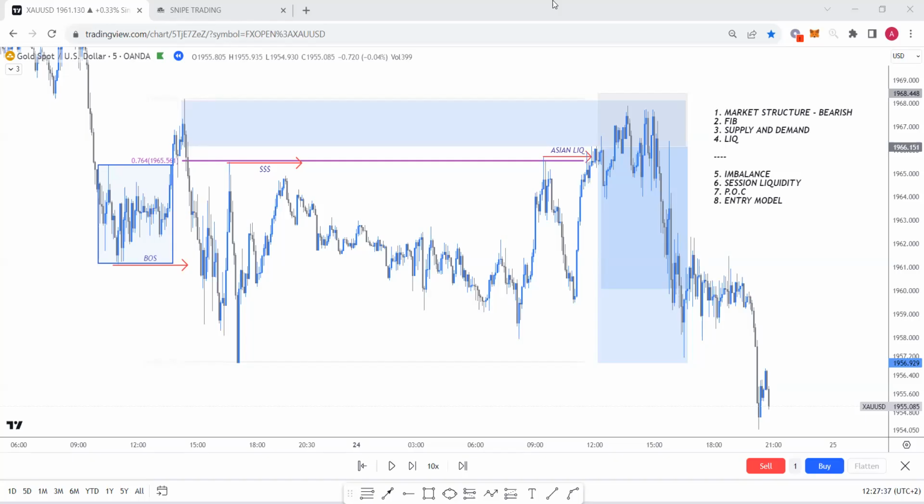I like to look at the previous session highs and lows. Okay, so if I am trading London session, I like to look at the highs and lows of the previous Asian session. If I'm trading Asian, I like to look at the previous highs and lows of New York session and so on.